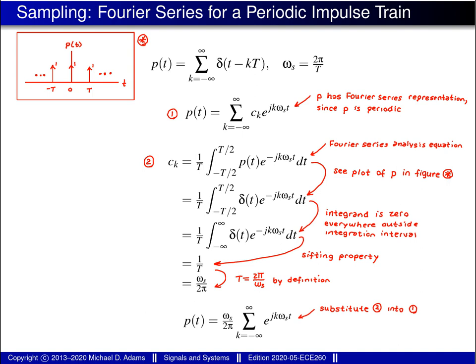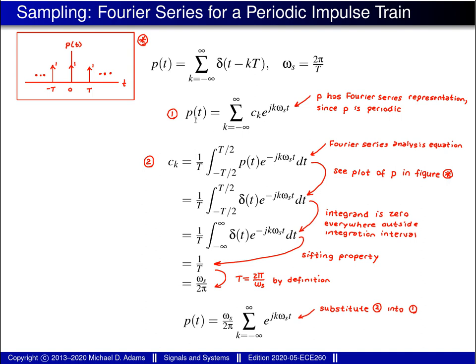Again, since the function little p is periodic, it has a Fourier series representation. So let's proceed to find this Fourier series representation. Recall that the function little p is given by this particular equation here, and clearly the function little p is periodic with period capital T, and therefore it has frequency omega s, which is given by 2 pi over T.